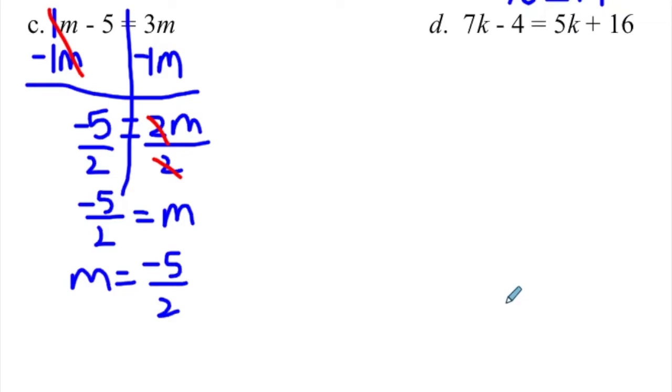So the last one that leaves for us on this screen is D. So you will notice on D that again, you have your variable, which in this case is K, showing up on both sides. So we need to work to get all of the K's together. So I'm going to start by subtracting 5K from both sides. So when we do that, subtract 5K here and subtract 5K over here with its like term.